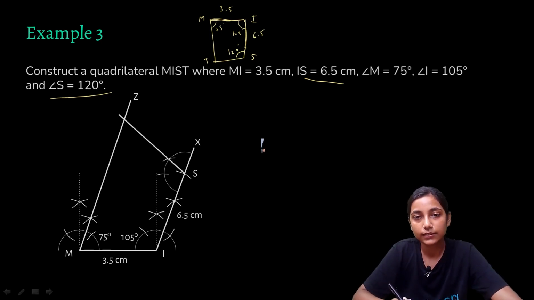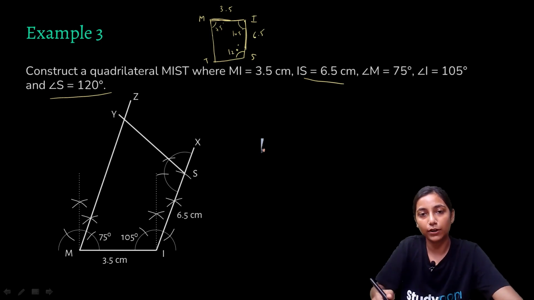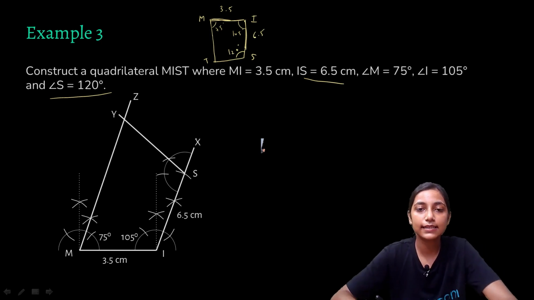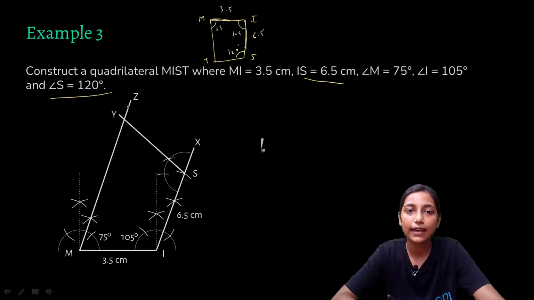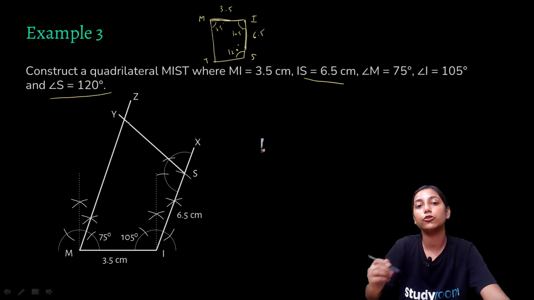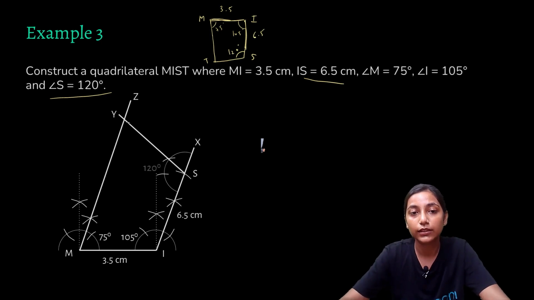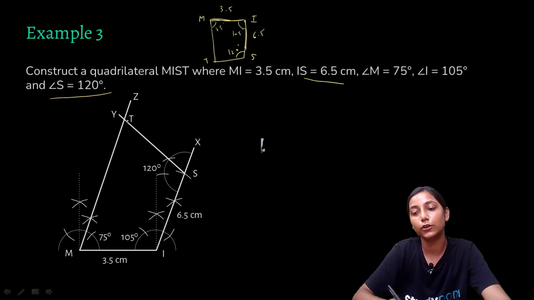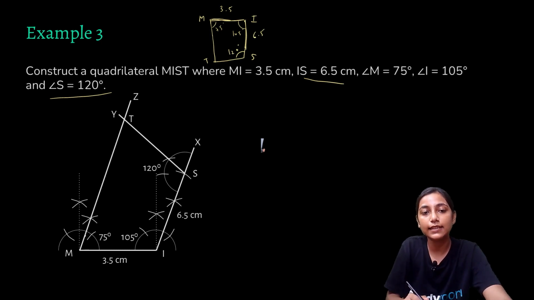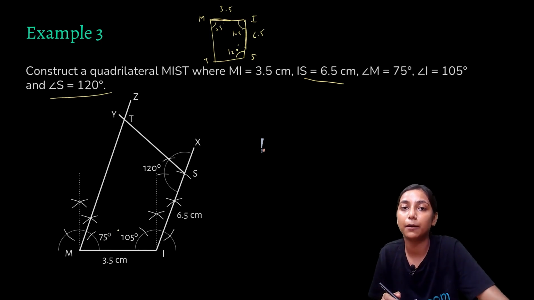Right? So this was 90, this is 120. So this is our 120 degrees, and extend this line. When we extend this line and meet it with this MZ line segment, the point where both of these SY and MZ intersect is going to be our point T. So this 120 degree angle is angle S, and this point of intersection is going to be our angle T. Now you can see that MIST, our quadrilateral, has been completed.